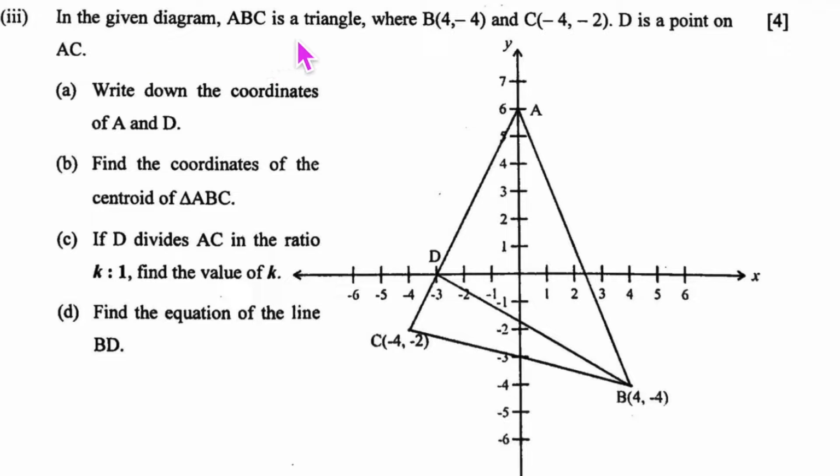Third part, in the given diagram, ABC is a triangle where B is (4, -4), C is (-4, -2) and D is the point on AC. Write down the coordinates of A and D. Now this is again a very simple straightforward question. Find the coordinates of centroid of ABC. So we have coordinates of A, B and C. We'll use the formula. Then D divides AC in the ratio k:1. Find the value of k and find the equation of the line BD, and that is for 4 marks.